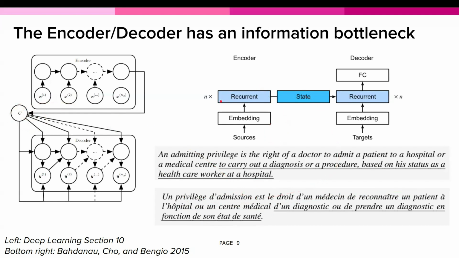Another way to look at the encoder decoder architecture is we've got our input sequence that's being embedded in some way and fed into a recurrent neural network to generate that fixed dimensional context vector or hidden state, and then the decoder generates an output sequence one word at a time.